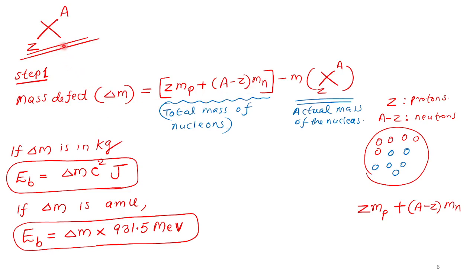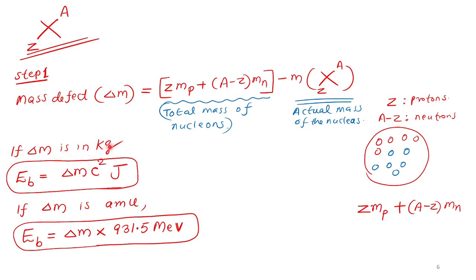To find out the binding energy, the first step will be delta M, the mass defect. You must memorize this formula. No other option. After finding the mass defect delta M, now we can find the binding energy in two ways. There are two methods available. Case 1, if delta M is in kilogram. Suppose everything is given in kilogram, then delta M will be in kilogram.